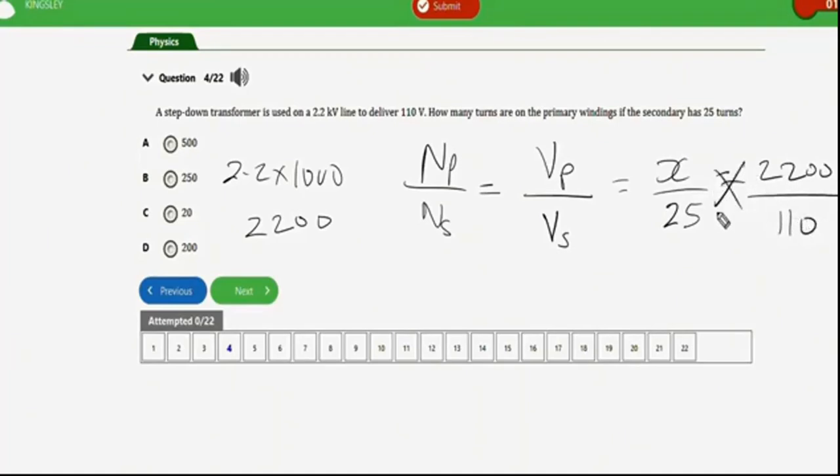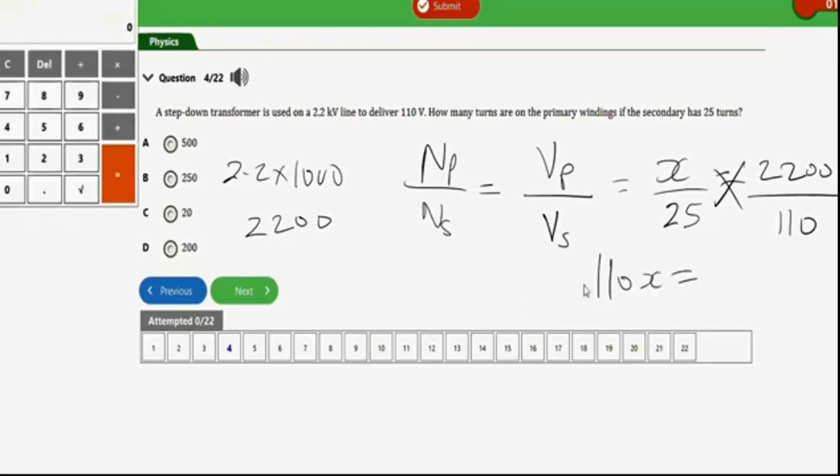Okay, so when you cross multiply, you're going to have 110x equals, alright, so let's get the calculator. It's going to give us 110x equals now 2200 times 25. Okay, so we have the output to be this. So we have 55,000.